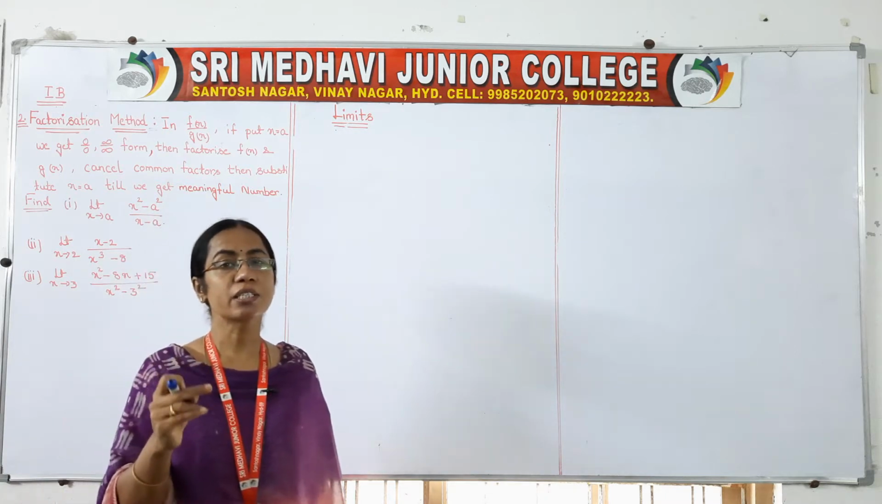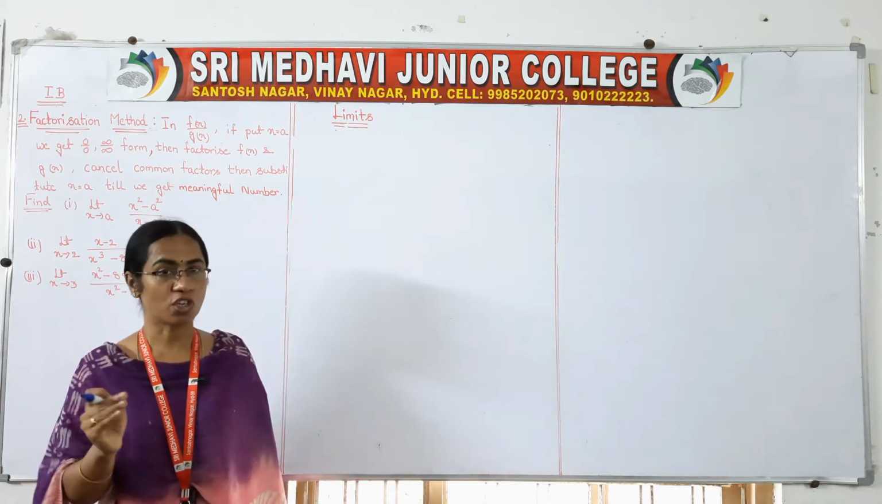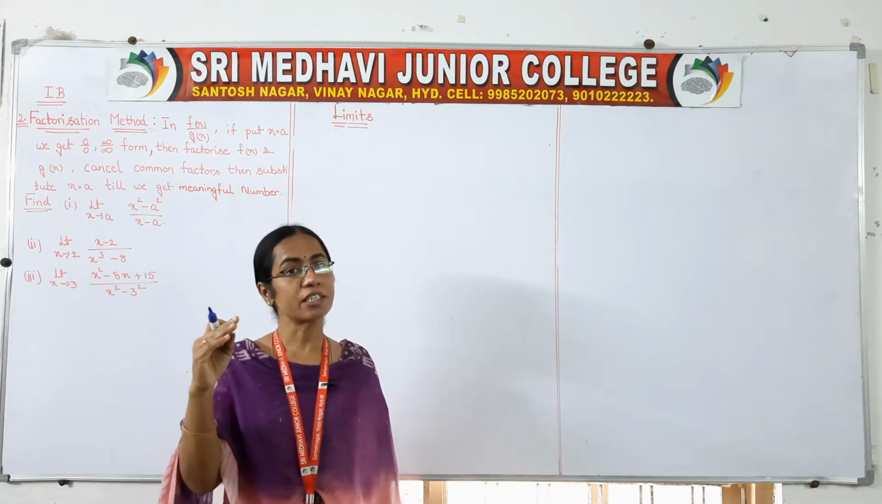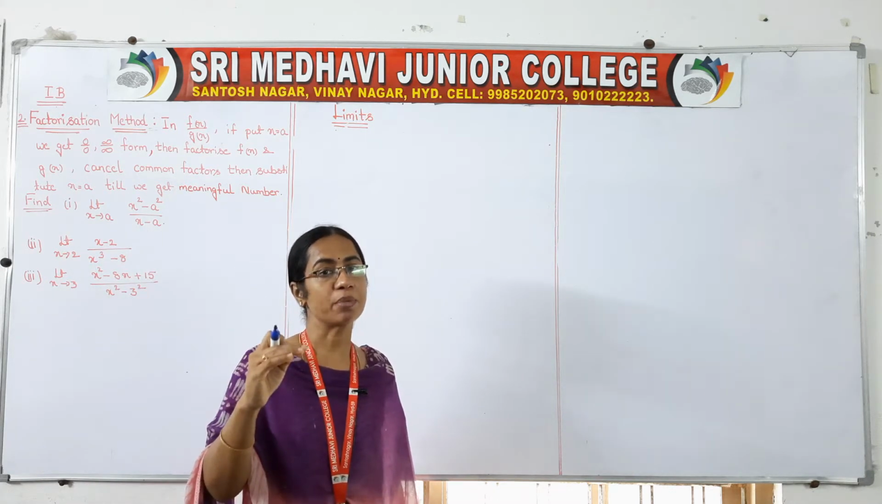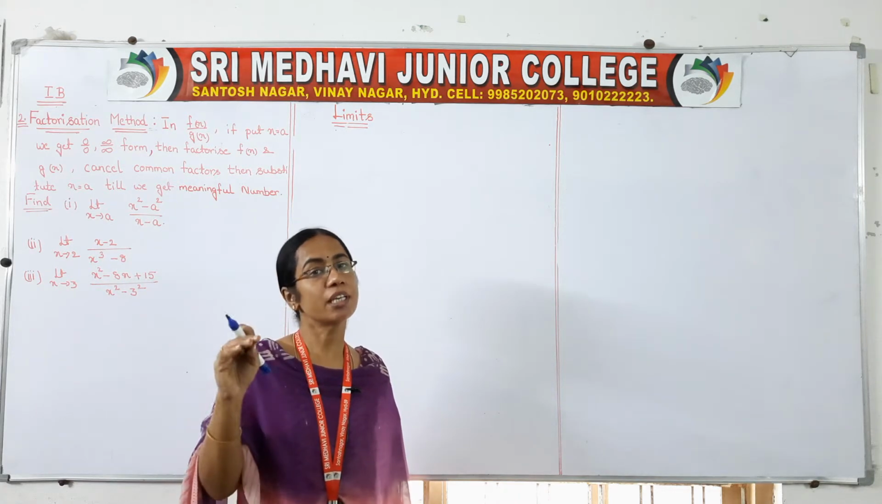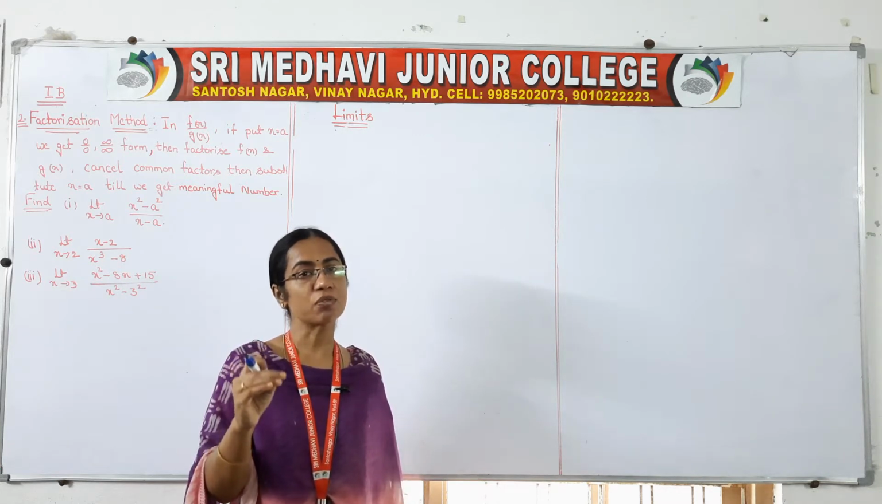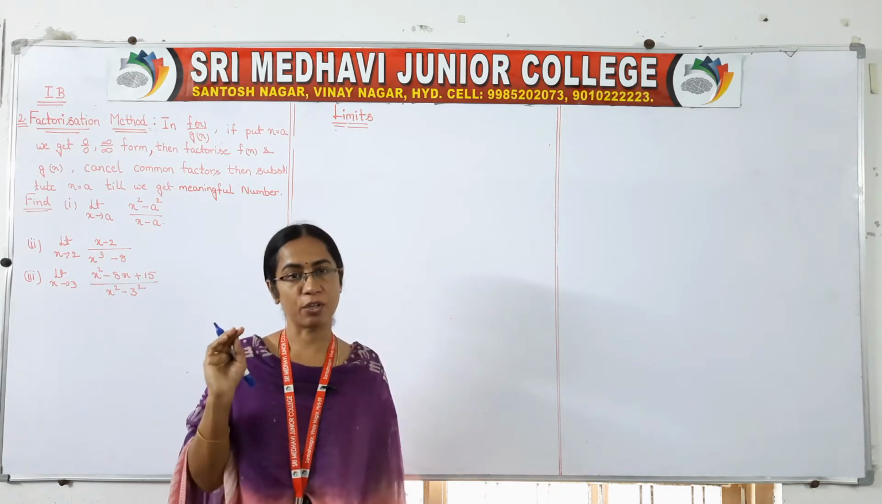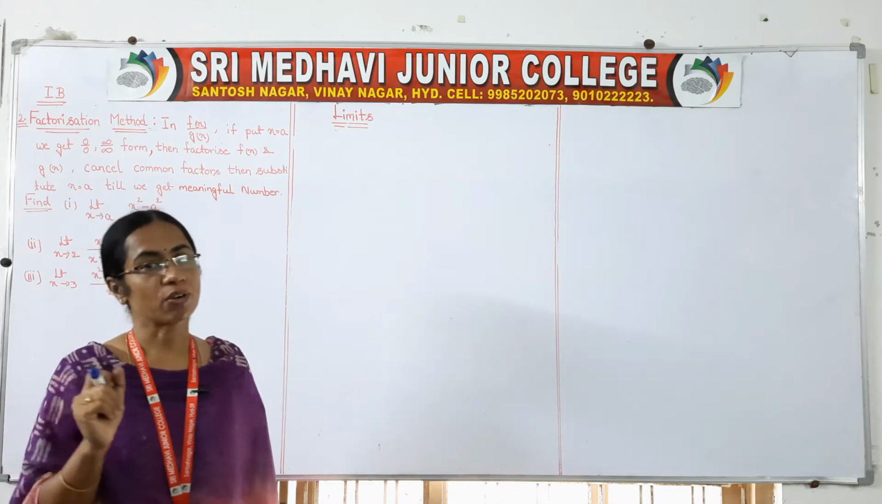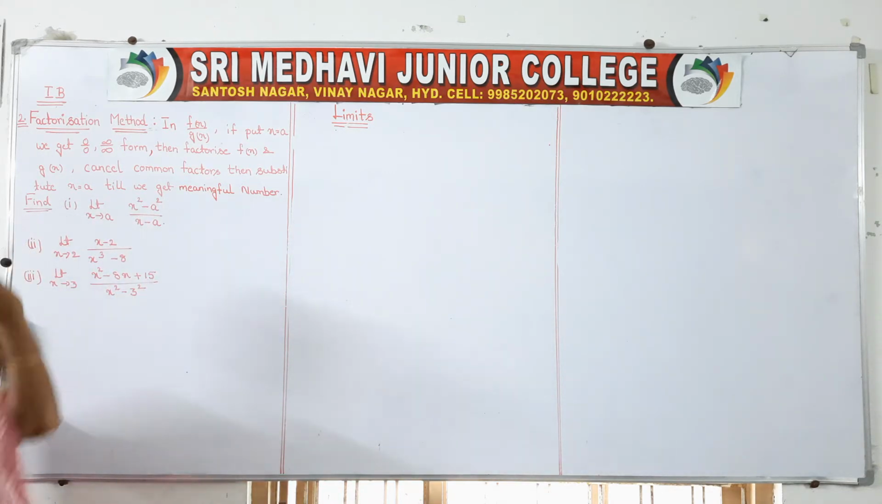In such cases, we have to factorize f of x as well as g of x. After factorization, some common factors will be there in f of x and g of x. Just cancel them, then substitute your x value until you get a meaningful answer. So that's what we have written on the board.